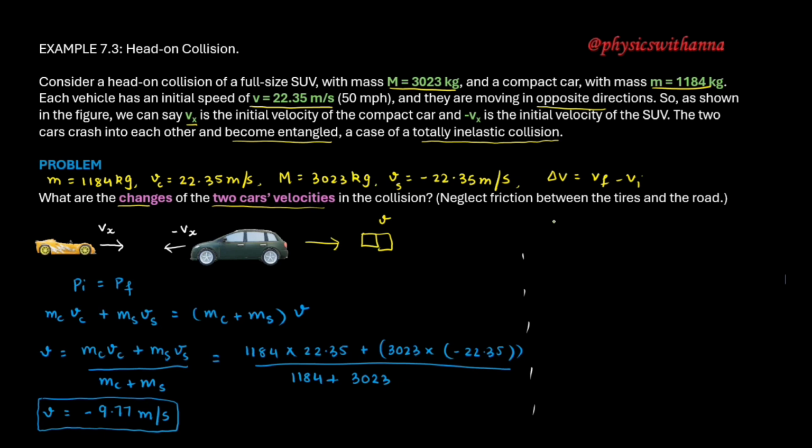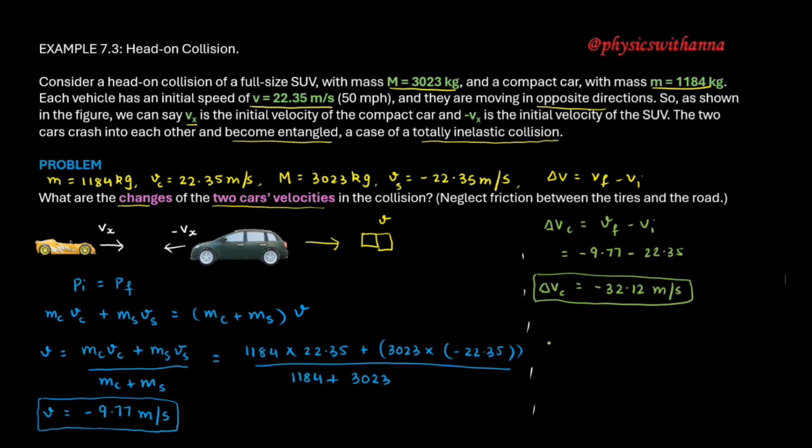Now let's find the change in their velocity. We will first begin with the car. Delta V for car will be its final velocity minus initial velocity. Final is negative 9.77, initial is 22.35. So delta V for car is negative 32.12 meter per second.